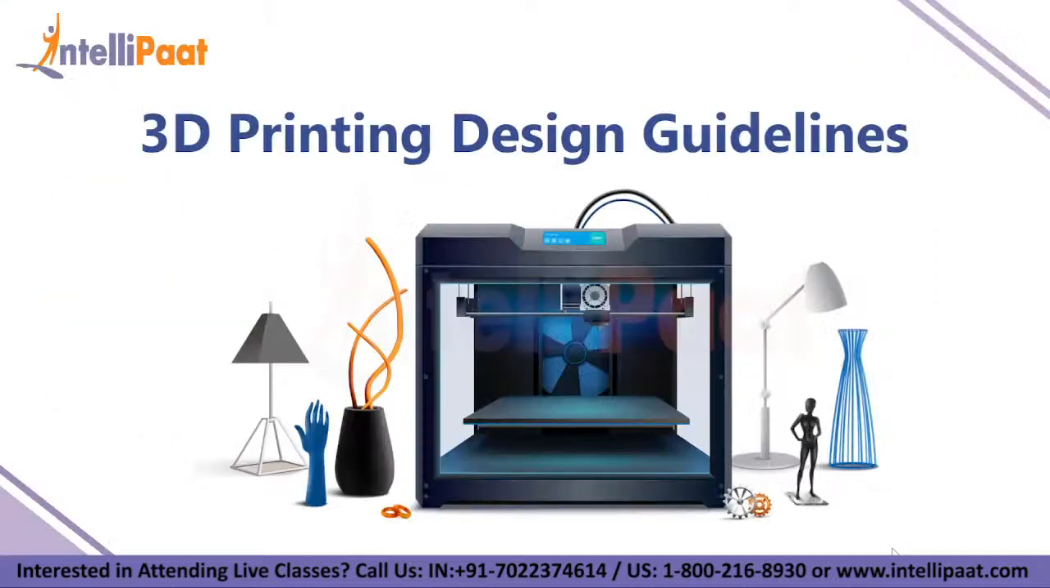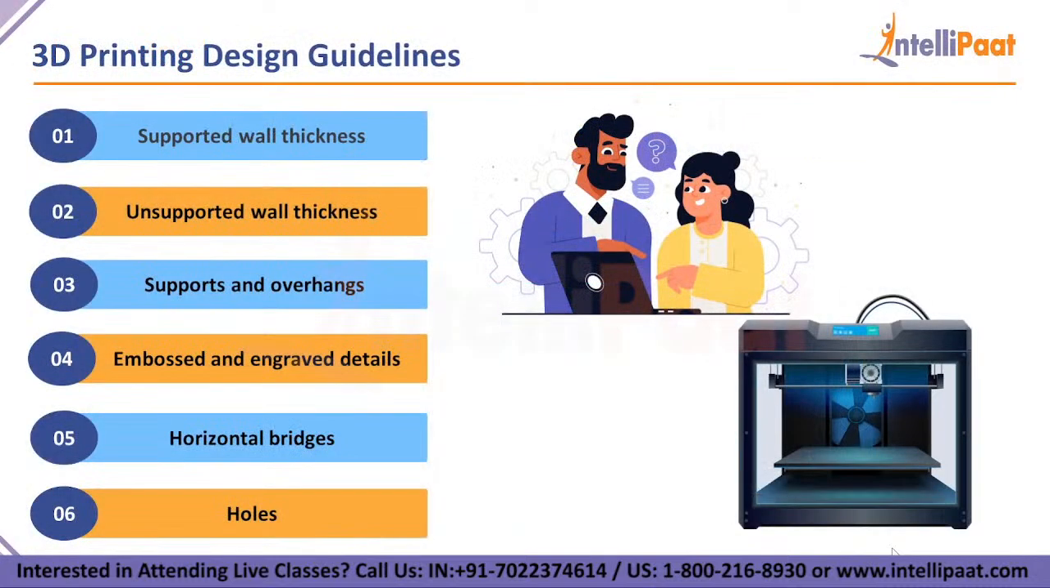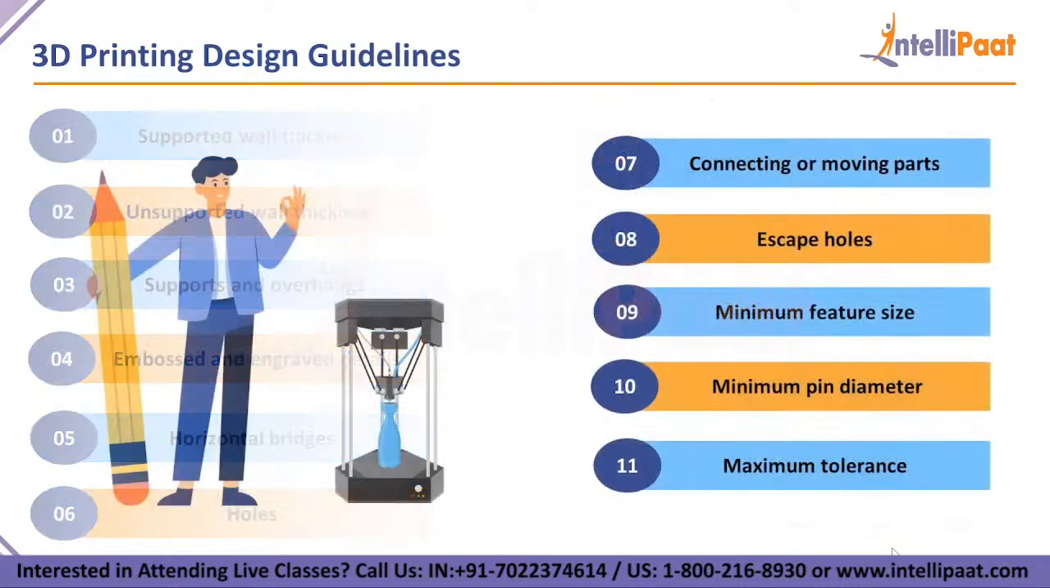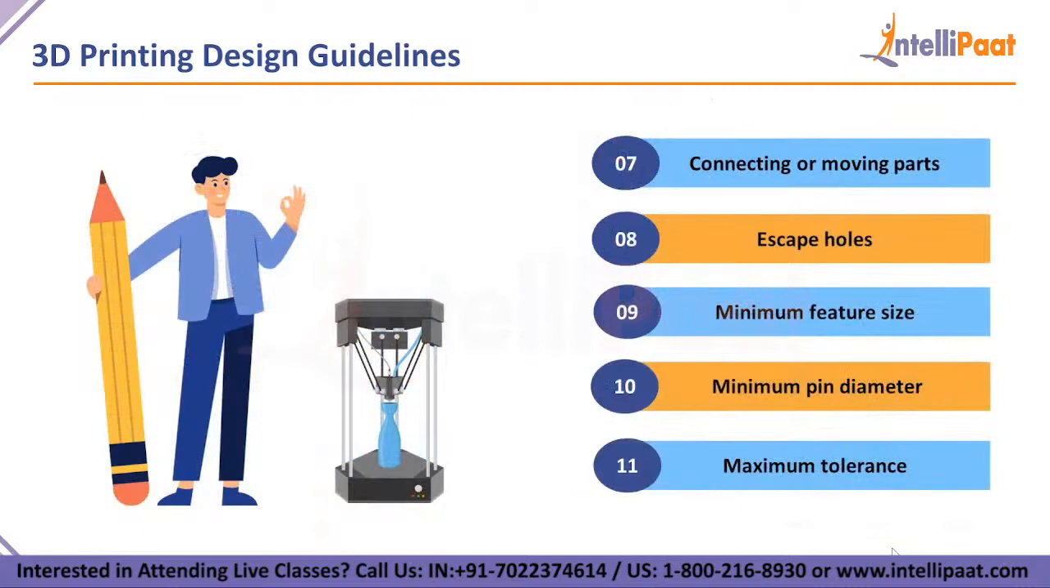Now that we are done with the 3D printing materials, let's also take a look at the 3D printing design guidelines. The exact best practices and rules of thumb vary between the different 3D printing technologies, but there are certain features you always need to pay attention to. Some of these guidelines are supported wall thickness, unsupported wall thickness, and then we have supports and overhangs, embossed and engraved detail, then we have horizontal bridges, the holes, and then we have the connecting of moving parts, escape holes, minimum feature size, minimum pin diameter, and maximum tolerance. So these are the various design guidelines we have to follow for 3D printing.